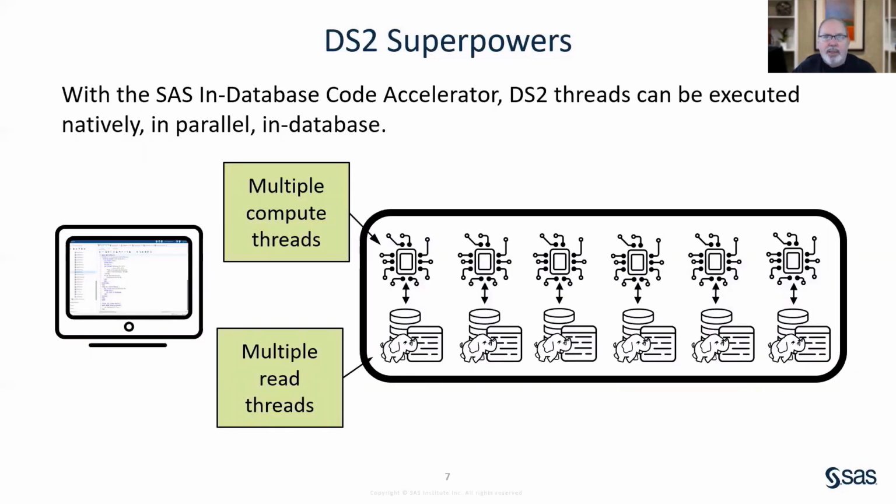However, DS2 also has the capability of porting itself to other larger platforms. For example, there is a product called the SAS In-Database Code Accelerator for DS2, which allows us to take the DS2 code that we've written and execute it threaded, fully distributed across a massively parallel processing platform such as Hadoop, Teradata, or Pivotal Greenplum. This produces multiple compute threads and also multiple read-write threads, dramatically improving process throughput.